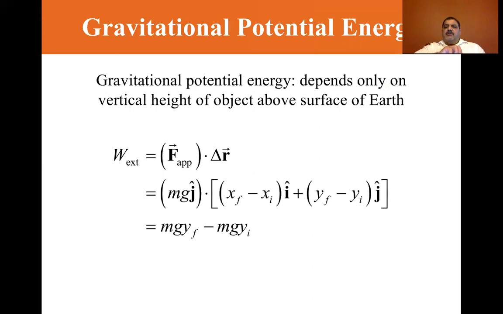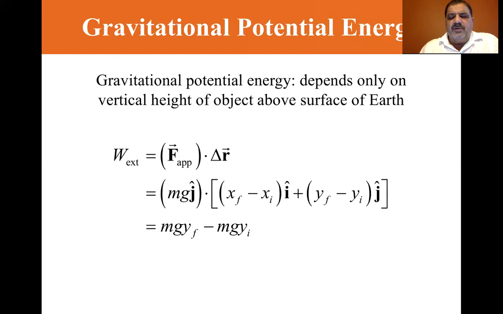So you can imagine taking something up at a diagonal where there's an x component and a y component. Think of it that way. But if you dot j dot i, since they're 90 degrees, they're going to equal zero because the cosine of 90 degrees equals zero. So all you end up with is the y components: mg y final minus mg y initial, that's the change in potential energy. So no term involving x in the final result because j dot i equals zero.